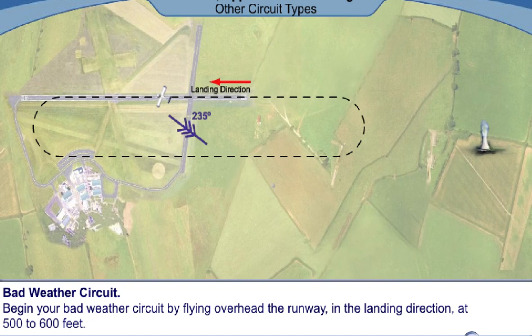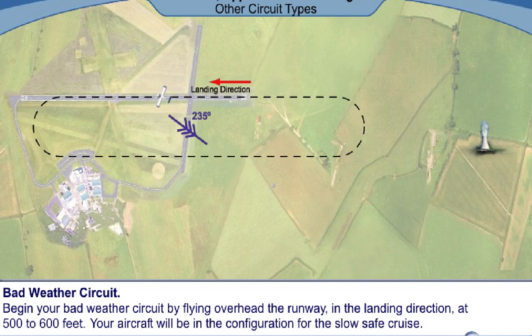A bad weather circuit is begun by flying overhead the runway in the landing direction at 500 to 600 feet in order to simulate your arriving over the airfield with a low cloud base. Because of the poor weather conditions and low visibility, you will have put your aircraft in the configuration for the slow, safe cruise, or bad weather configuration. In the Warrior, this would be 75 knots with 25 degrees of flap.